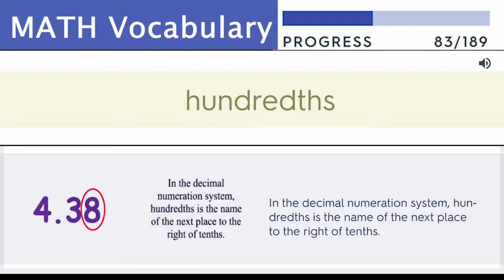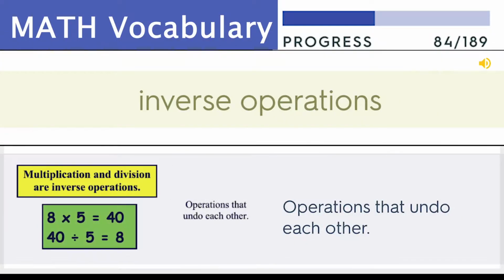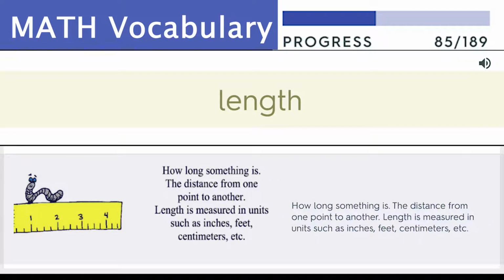Hundredths. In the decimal numeration system, hundredths is the name of the next place to the right of tenths. Inverse operations. Operations that undo each other. Length. How long something is, the distance from one point to another. Length is measured in units such as inches, feet, centimeters, etc.